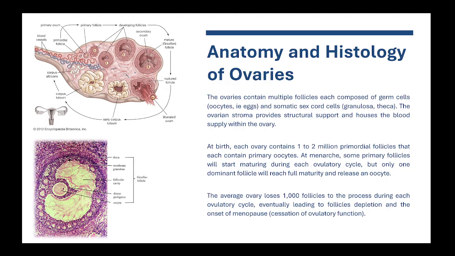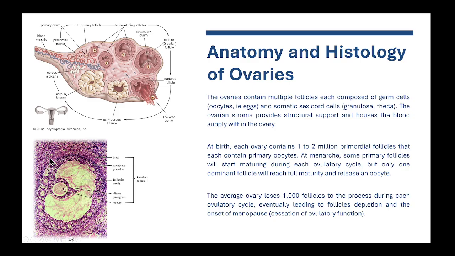Okay, so here's a cut section of an ovary. The blood supply comes from the hilum, and the core of the ovary is composed of a stroma. The cortex of the ovary, which is the outer layer, contains multiple follicles at different stages of development. Each follicle is composed of a germ cell, which is the oocyte or the egg, as well as a middle layer of granulosa cells, and finally an outer layer of theca cells.